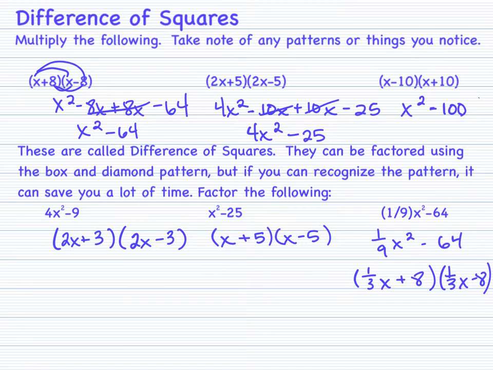So if you can recognize that it's a difference of squares, these first 2 would be easy enough to do with box and diamond. This one would be way more complicated because of that 1/9. So if you can recognize that pattern, that's definitely to your advantage.